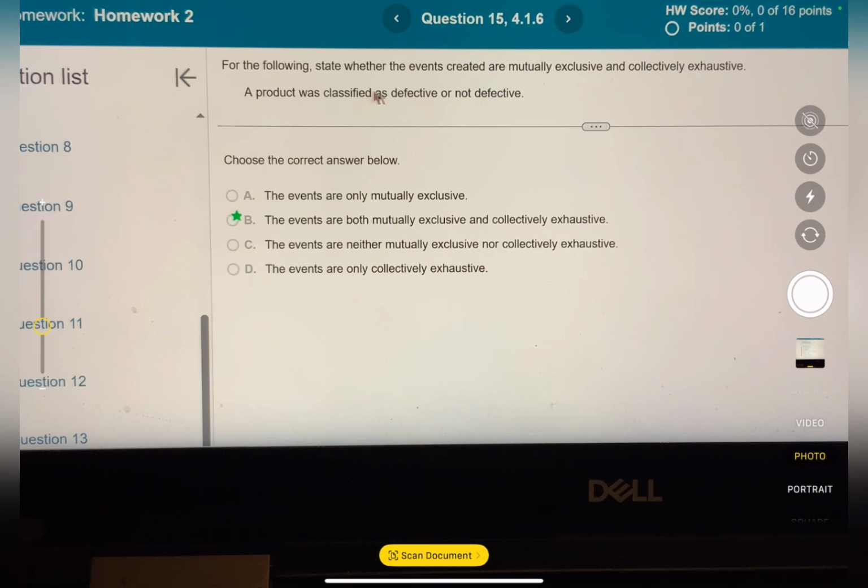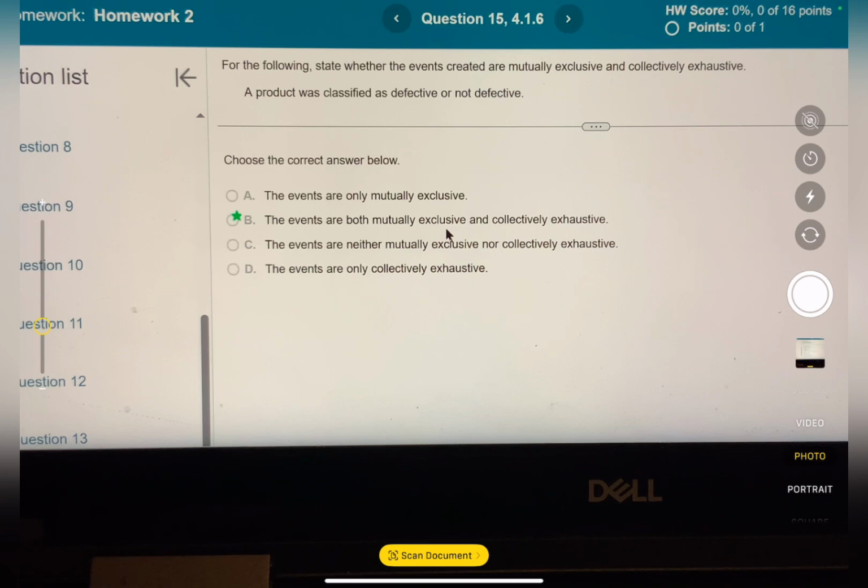Now, in this case, it is either defective or not defective. So at the same time it cannot be defective and not defective, right? So in this case, the events are mutually exclusive. It cannot be at the same time defective and at the same time not defective. So therefore B is the answer. And the events are only collectively exhaustive. It's not going to work because we have it mutually exclusive.